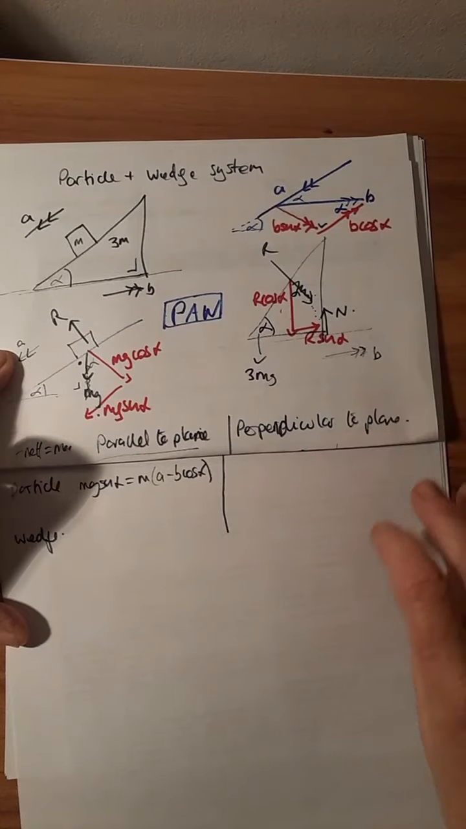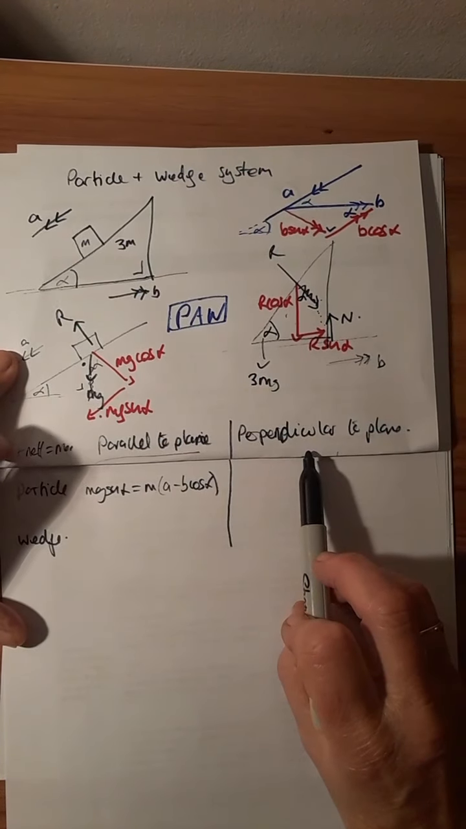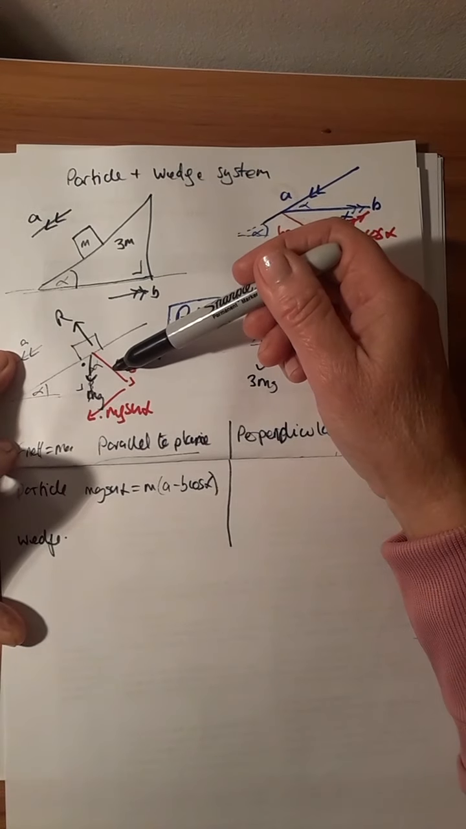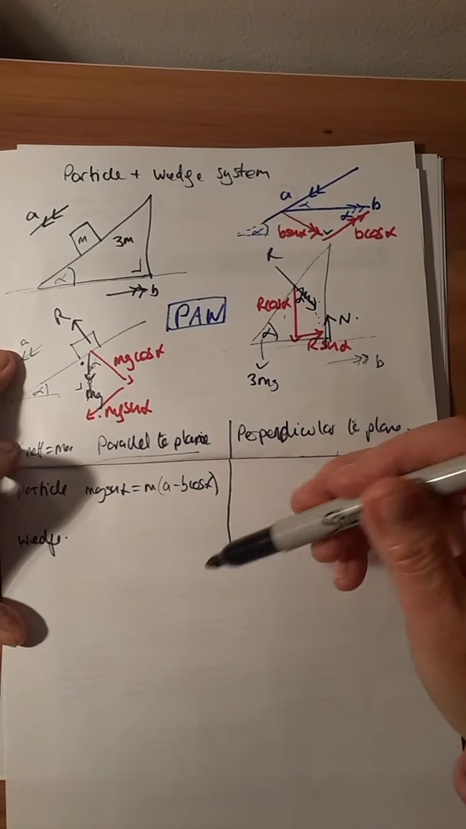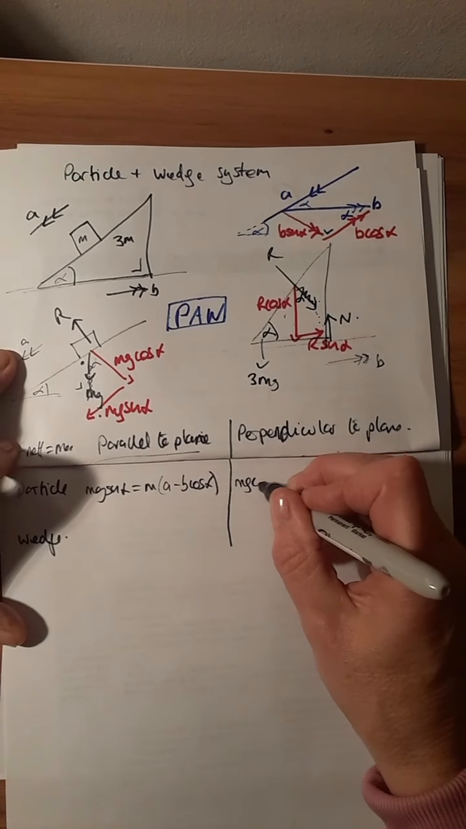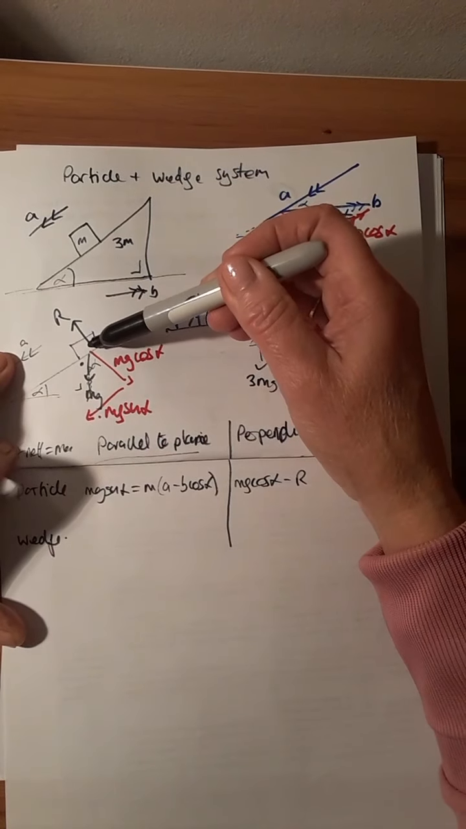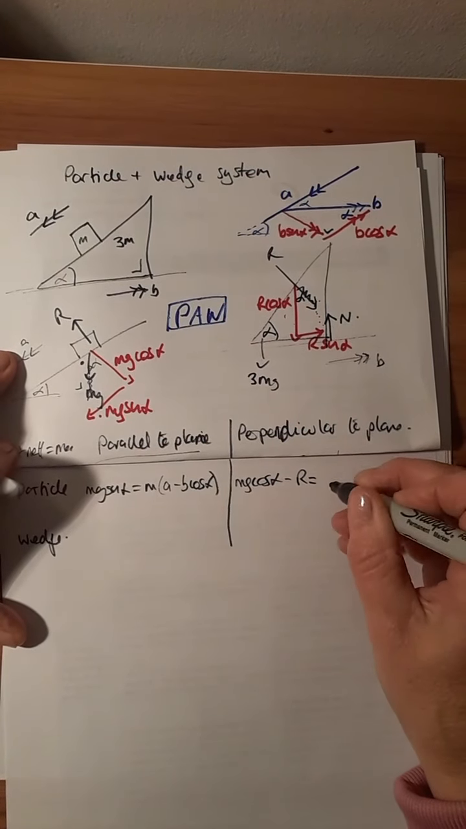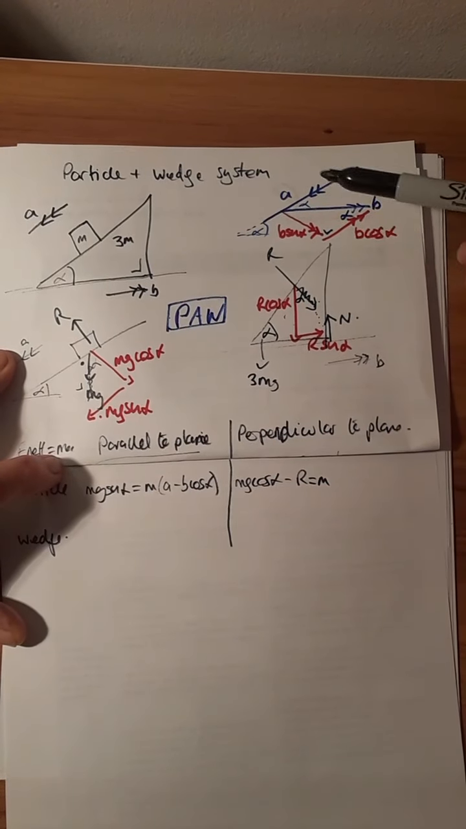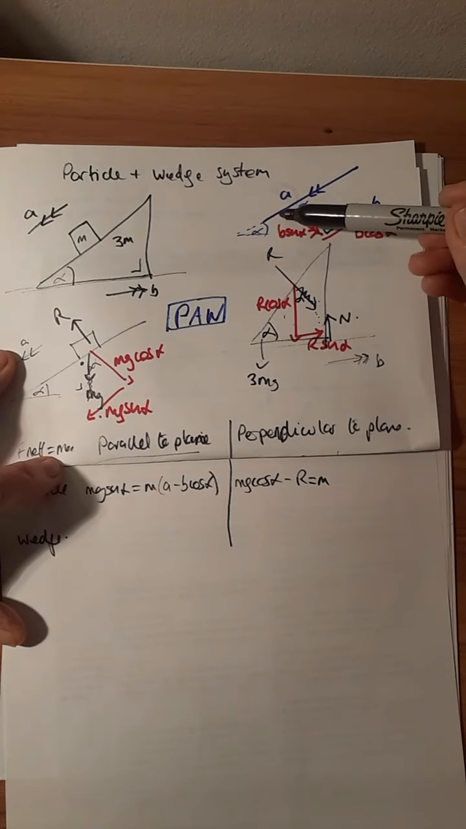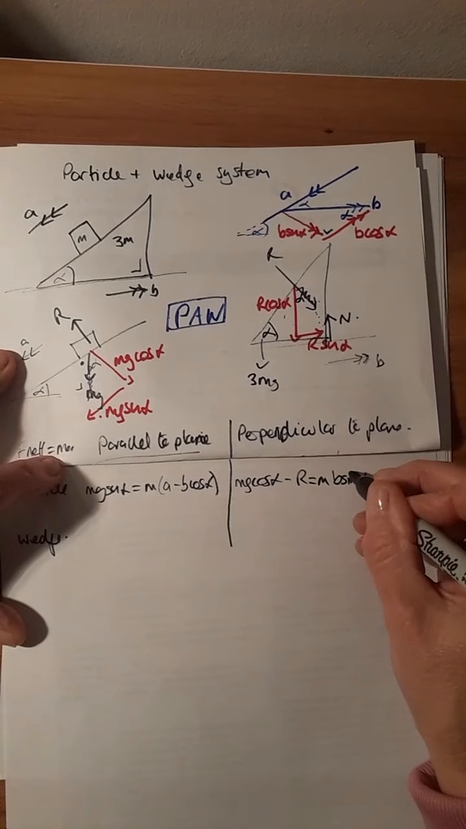Then I move over perpendicular to the plane. Perpendicular to the plane the particle has two forces, mg cos alpha and R. Of course, the particle is staying on the surface, so mg cos alpha minus R, because the particle is not leaving the surface, equals m into the acceleration perpendicular to the surface. Back up to this diagram here, there's only one acceleration perpendicular to the surface, and that's mB sine alpha.